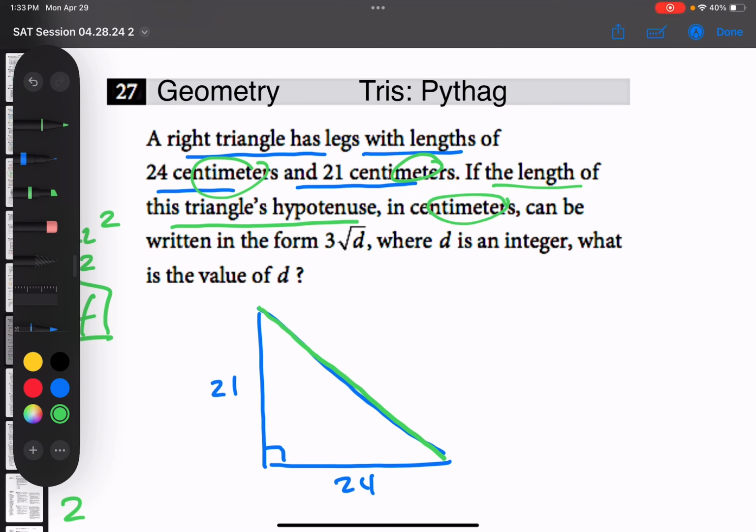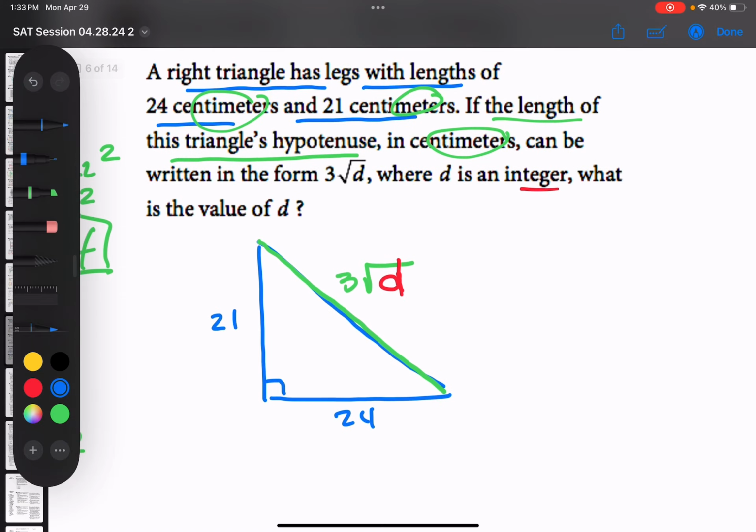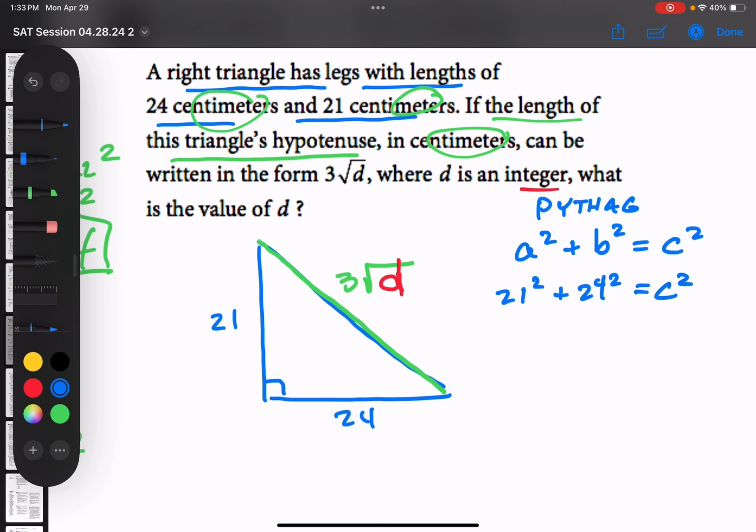The hypotenuse can be written in the form of 3 radical D, where D is an integer. What is an integer? It's a whole number, right? It's got to be a whole number. What is the value of D? Okay, once you see this, what did I say we do with right triangles? You're dealing with Pythag. So what is Pythag? Pythag is using the two shortest side measurements, which is going to be a squared plus b squared, and it must equal c squared, or our hypotenuse. So what if we took 21 squared plus 24 squared? It's got to equal c squared.